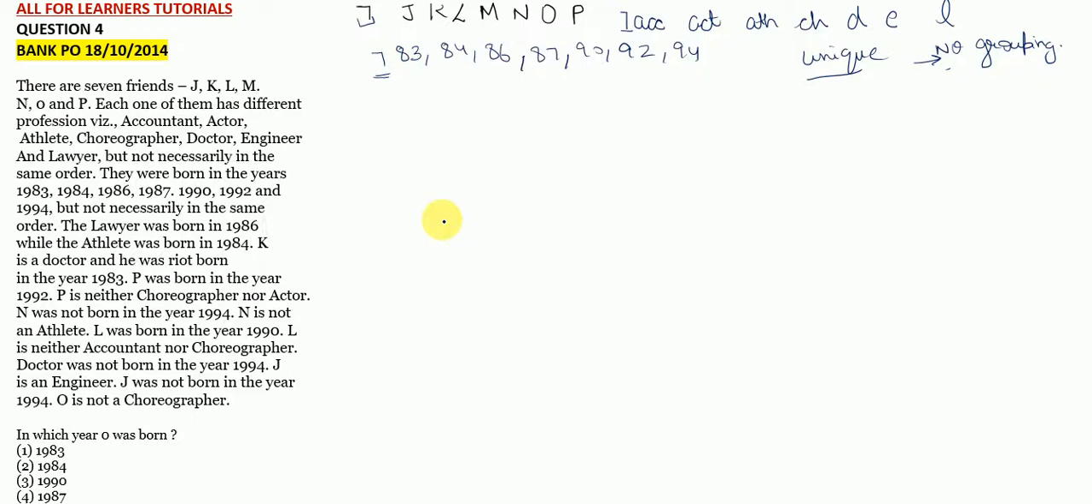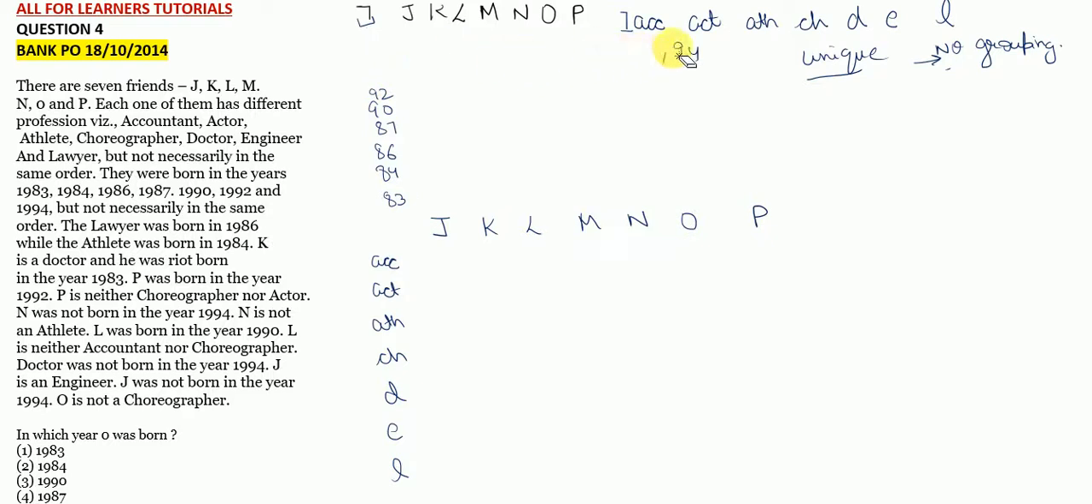Now let's make our table. J, K, L, M, N, O, and P, and here accountant, actor, athlete, choreographer, doctor, engineer, and lawyer. And here 83, 84, 86, 87, 90, 92, and 94. I have written it too close, so I removed it to get space. Fine, we have just made the table.